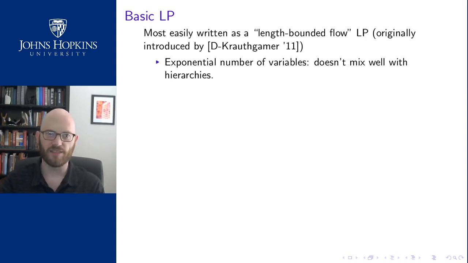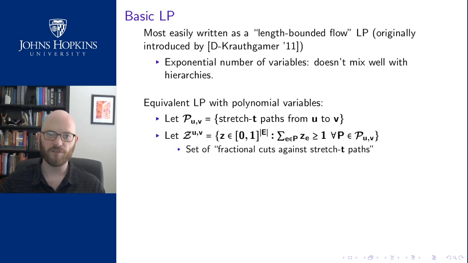So we need a base LP to start with. We're going to use this length-bounded flow LP that I introduced with Roby Kraftkammer back in 2011, which is really a standard network design LP applied to spanners. Unfortunately, the usual way of writing this LP has an exponential number of variables that you then have to play some tricks with to solve efficiently. So we're not going to do this. We're instead going to have an equivalent LP that only has a polynomial number of variables. It's totally equivalent to this length-bounded flow LP. You can show it in each direction.